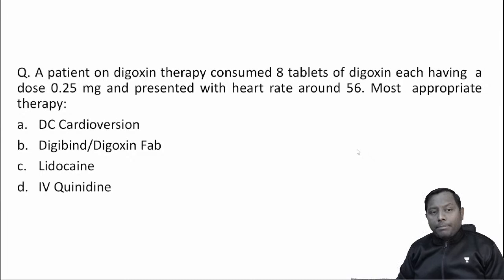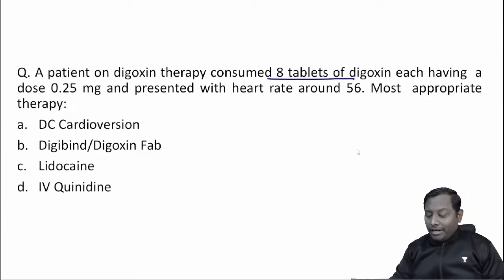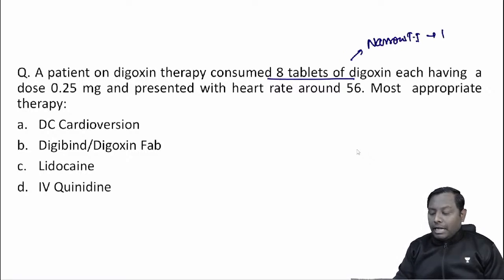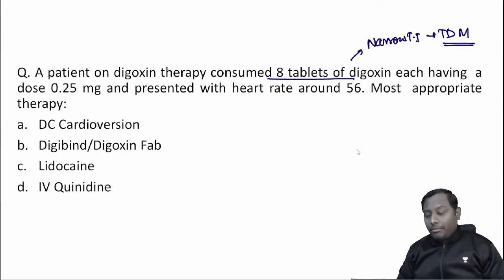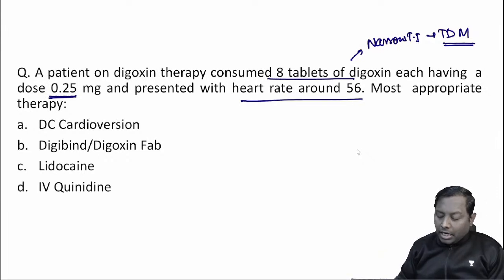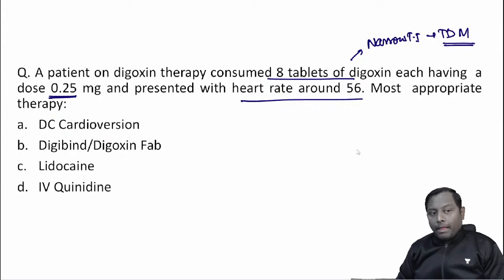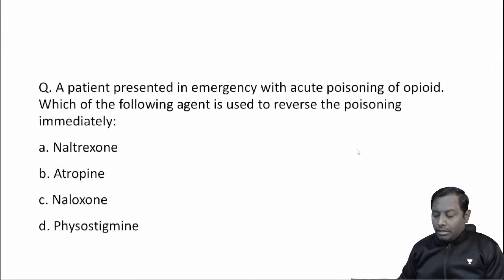One more question that was asked: a patient on digoxin therapy consumed 8 tablets of digoxin. Again, digoxin is a drug with a narrow therapeutic index. We all know that, and because of this we need to do therapeutic drug monitoring. So this is one more topic that will be covered today. Each tablet is 0.25 milligram. He is coming with a heart rate of 56, so the heart rate is already lower. Severe toxicity is also there. The most appropriate therapy in this case scenario is digibind, the digoxin Fab fragment, which will be acting as a chelating agent.